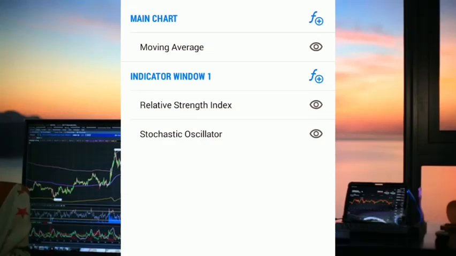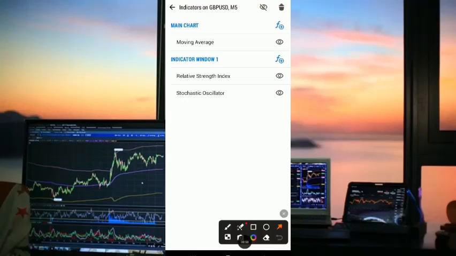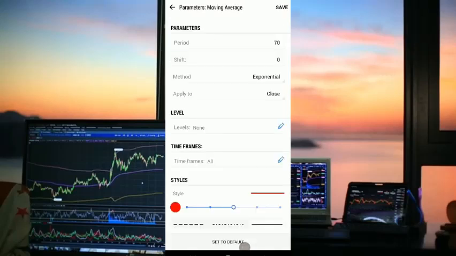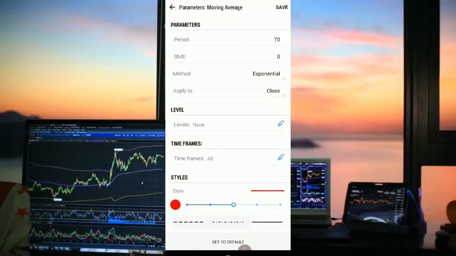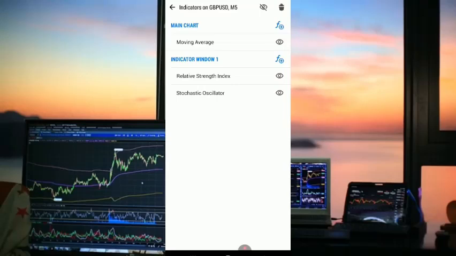Firstly, I'm going to give you the settings. So let's go to the settings first. The first thing you're going to do is come up here to the main function F over here, and then click on moving average. On the moving average, I want you to enter period 70, shift leave it at 0, method exponential, apply to close, then levels, just leave them like that. And basically that's it for the moving average. We only need the period there.